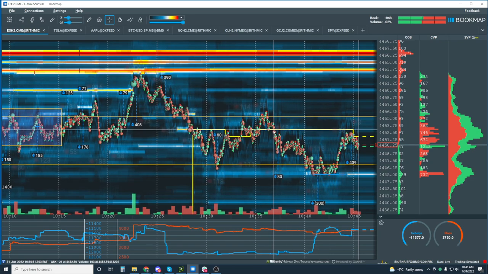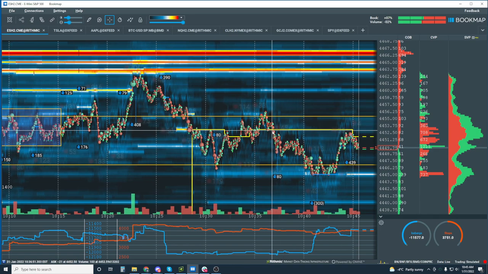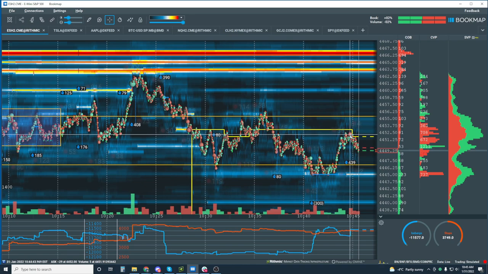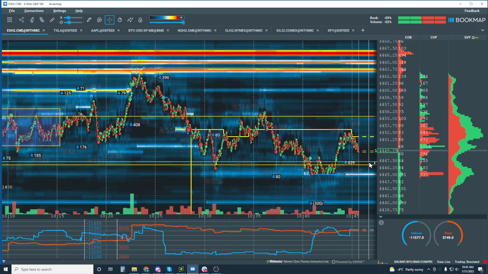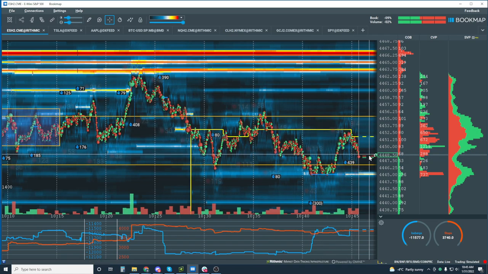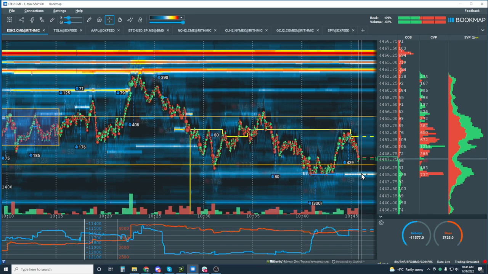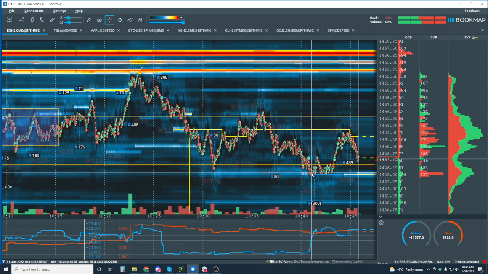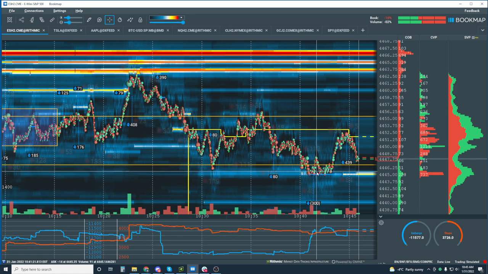Okay, so we tested back up to these sellers here, and we haven't found buyers take it higher here. Okay, the responsive buyers, they got what they wanted. They traded it back to the mean, and they're going to cover. Okay, sellers still coming back in here. Right back to 45 again, where this huge selling took place here. Now, this is going to be interesting to see. This is going to be the battlefield here. We see the icebergs coming in as well.